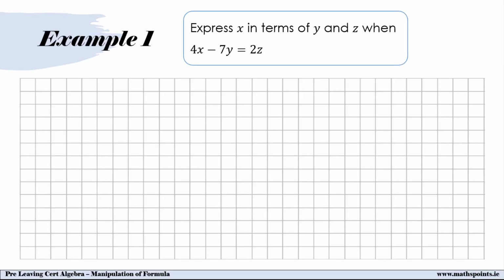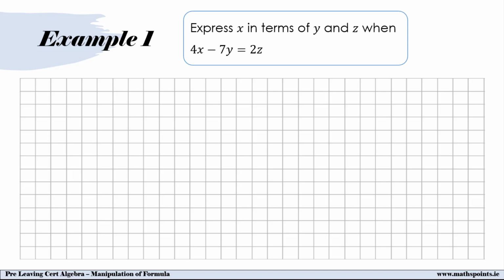So as we jump into our very first example, the key thing to stress is that once we've been given a formula, and a formula is just an equation, it has an equals in it with some letters on the left hand side and some letters on the right hand side, we're allowed to do whatever we like to this equation, as long as whatever we do to the left hand side, we do the exact same thing to the right hand side. And that's going to be the guiding principle throughout all of these questions.